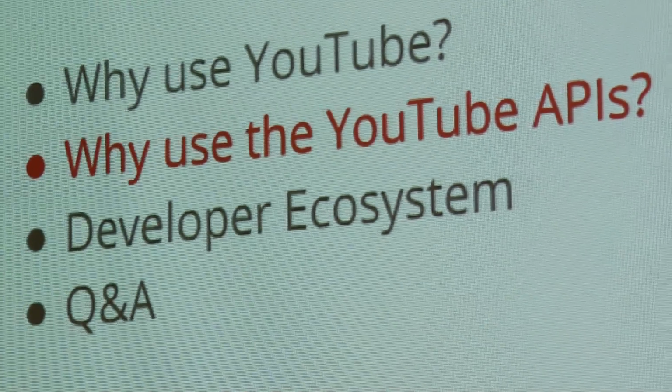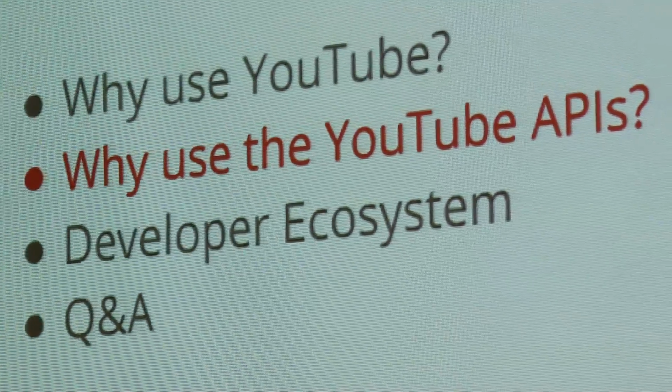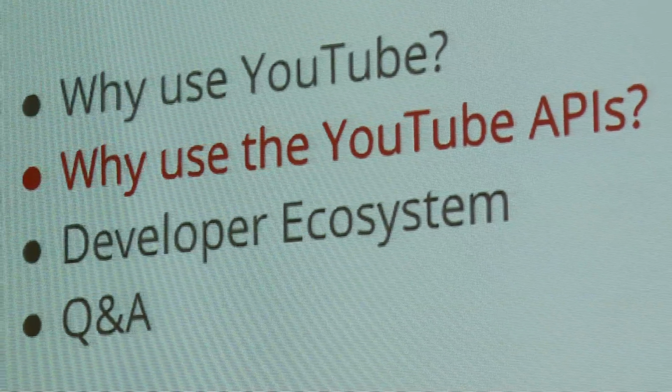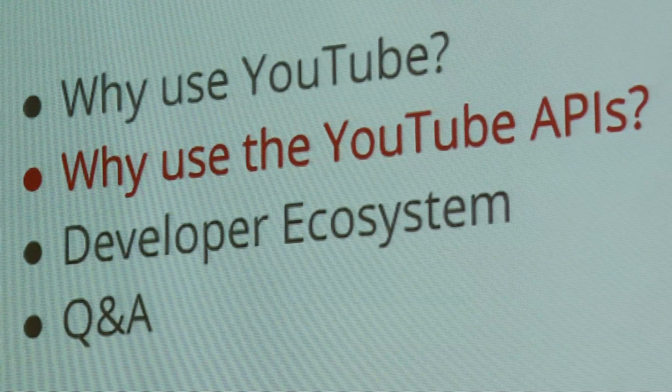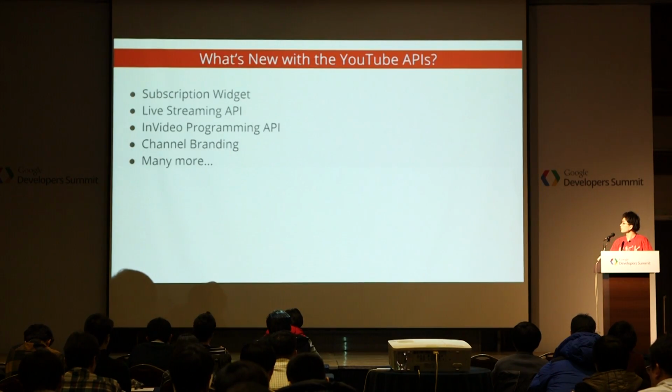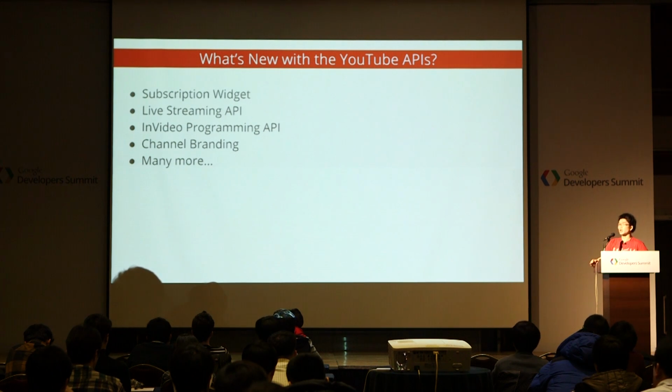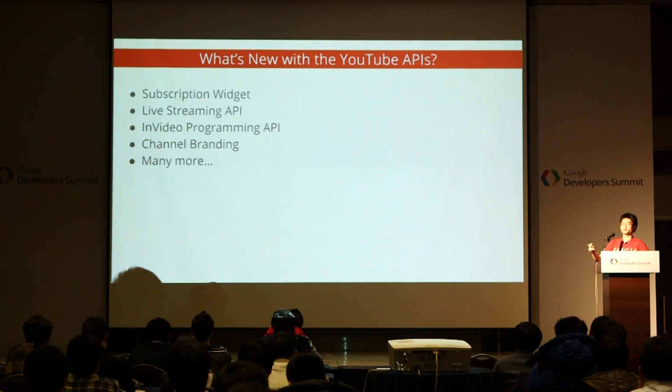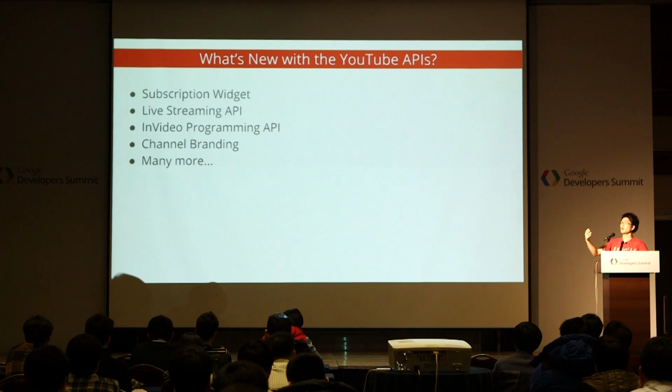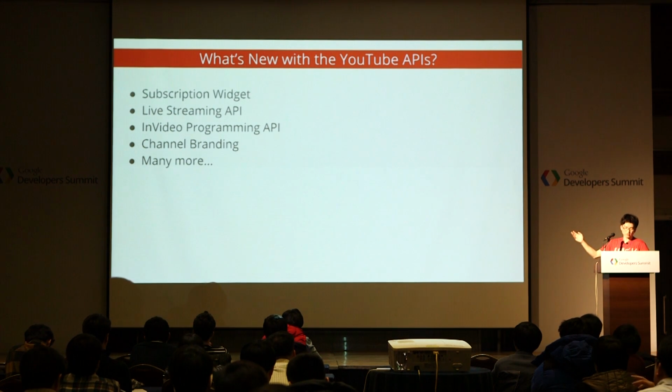So Google is always adding new features to help our API partners and content partners to improve their applications. Recently, YouTube released new features to our YouTube API, such as the subscription widget, which allows the YouTube channel owner to put the subscription button outside of youtube.com, such as on their own website. And also the live streaming API, the in-video programming API, the channel branding API, etc.